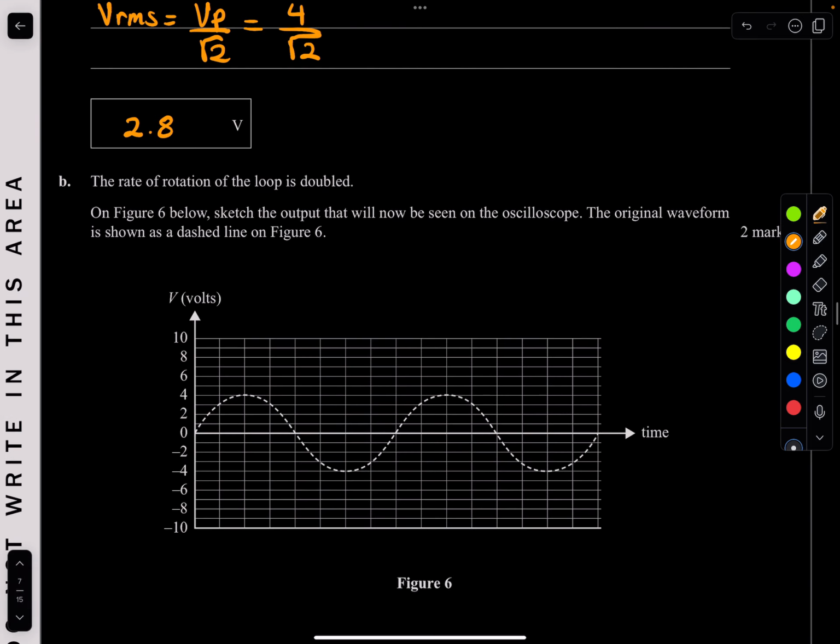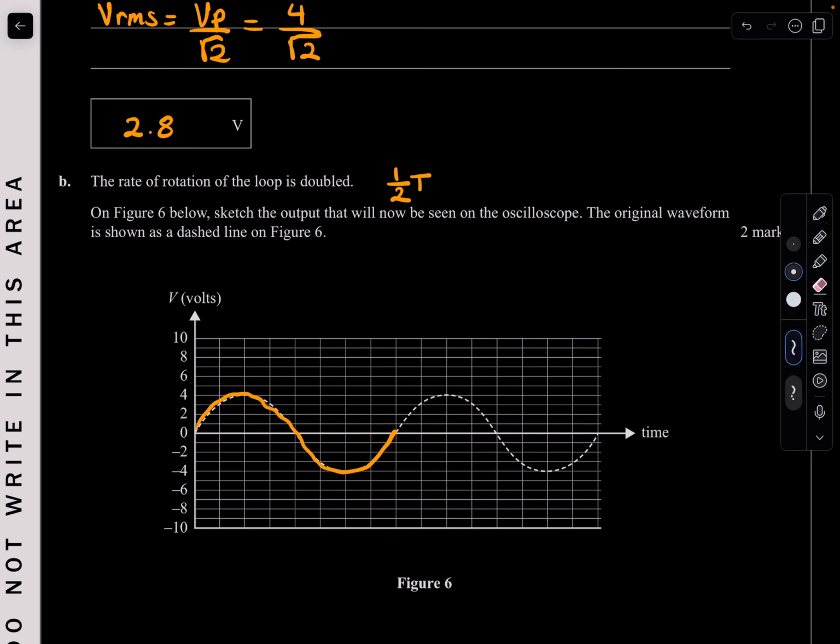2.8 volts. Easy. So the rate of the rotation of the loop is doubled. Imagine now it's quicker. So what happens is, you remember your period. Your period is the time it takes for one full rotation. So if you double the rate, it means you're doubling the speed. It will take half the period for a full rotation. So your period actually halves.